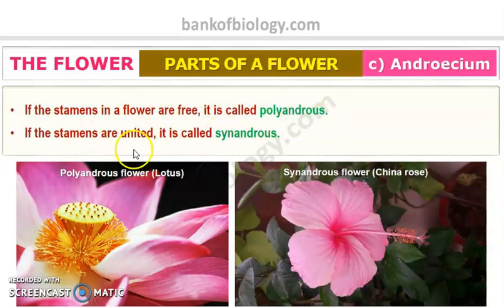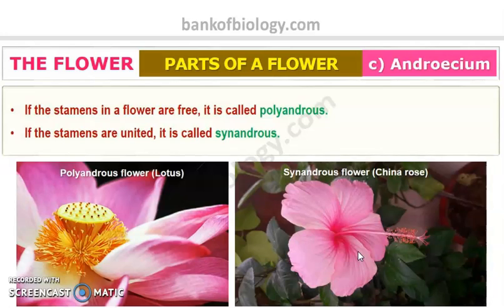And if the stamens are united, it is called synandrous. Okay, when the stamens are united, it is called synandrous. So if the stamens in a flower are free, it is called polyandrous, and if the stamens are united, it is called synandrous. You can see it here. So here all the stamens are united at a part. Now the stamens may be united in different varying degrees.